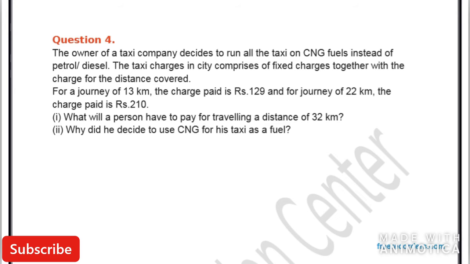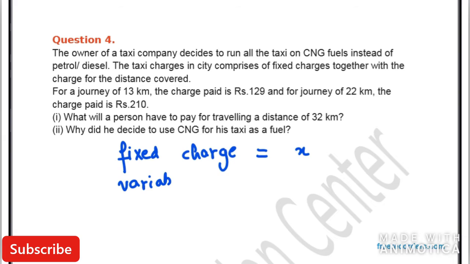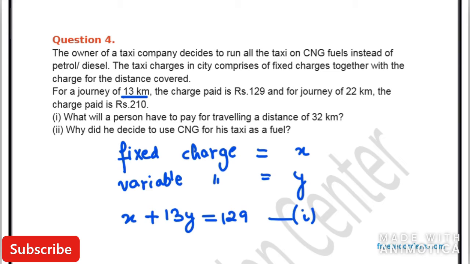So for that we will take the fixed charge as x and the leftover as y. Let us take the fixed charge as x, and the variable or changing charge will be y per kilometer. The fixed charge is fixed for all, so that will be x, plus, for a journey of 13 kilometers, that means 13y equals 129. This will be my equation number 1. Second equation: x is fixed, then 22y equals 210. This is my second equation.